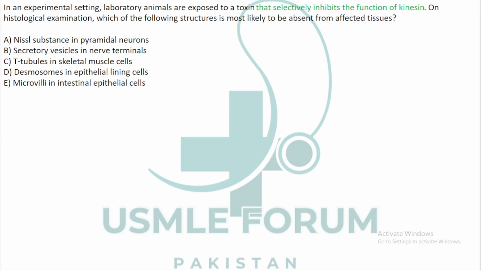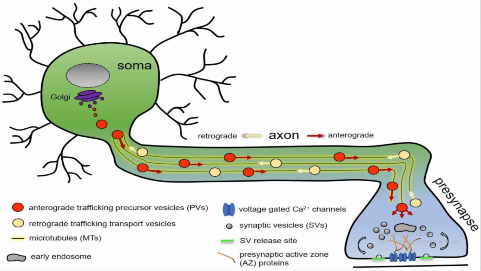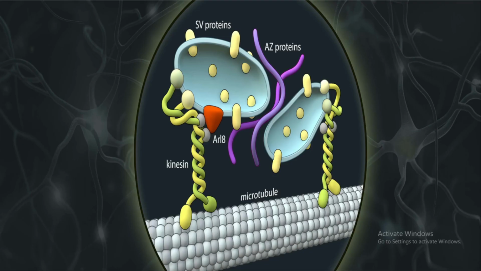Now, what is kinesin? Let me show you. This is kinesin. Kinesin is a microtubule associated motor protein that moves cargo anterogradely from the cell body towards the periphery, like axon terminals. So think of it like a delivery truck driving along the cytoskeletal highway, transporting stuff like vesicles and organelles and proteins outward from the neuron's cell body towards the axon terminals.